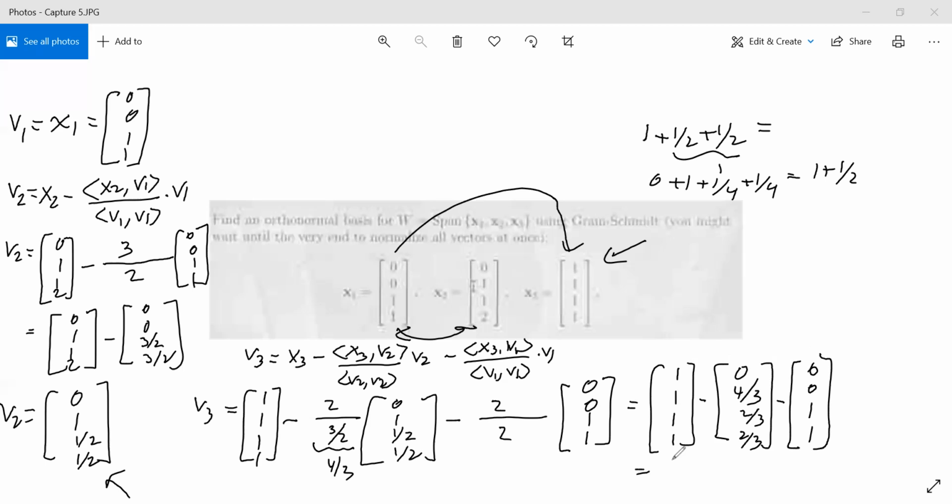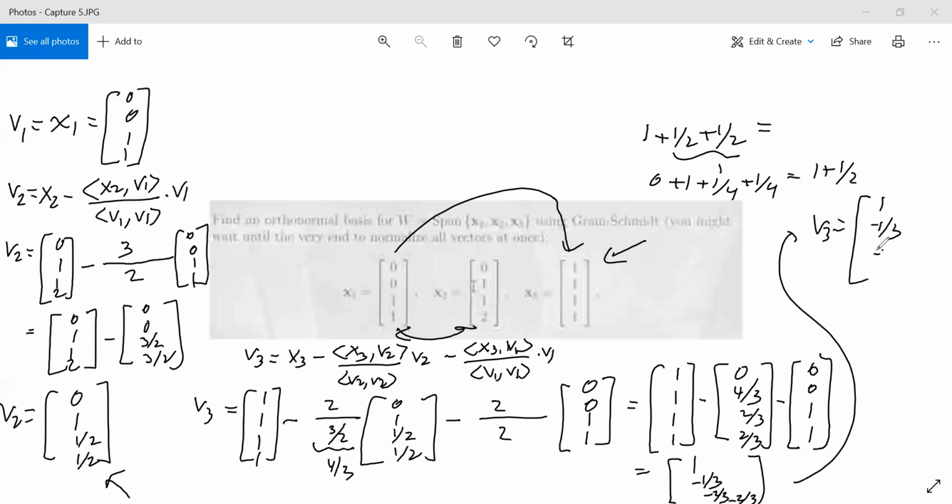So subtract these 3 vectors. This one you get 1. This one you get negative 1/3. This one you get 1 minus, so the ones will cancel, and you get negative 2/3. And then this one, again, the ones will cancel, and you get negative 2/3. So the last two are the same. So V3 is going to be 1, negative 1/3, negative 2/3, negative 2/3.